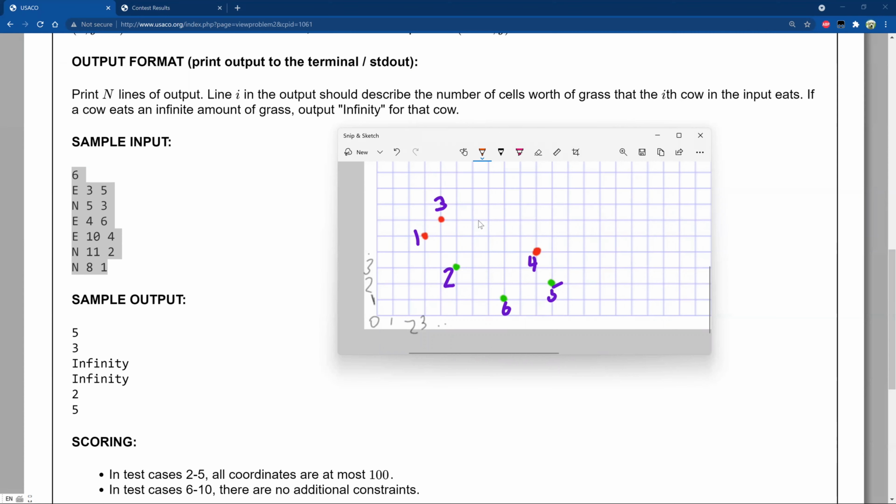The cells that are eaten are marked with color, where cows have eaten, and cells that are not will not be marked with color. Okay, so let's do it.